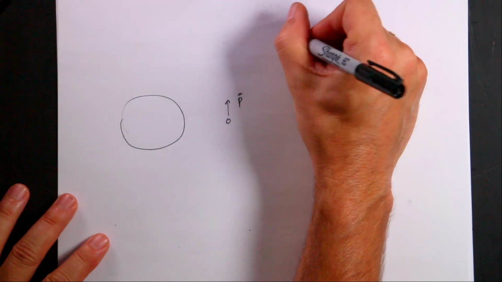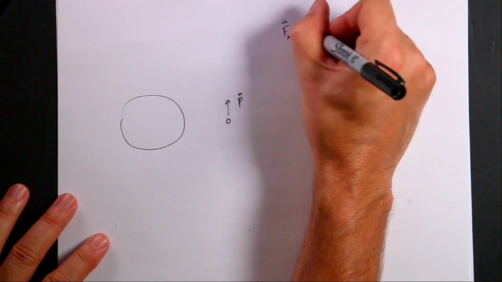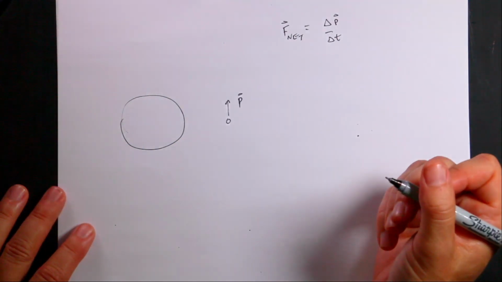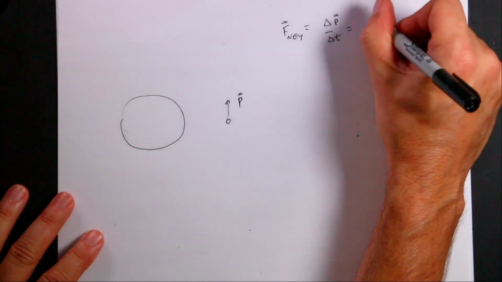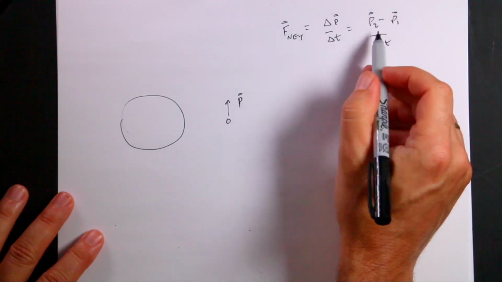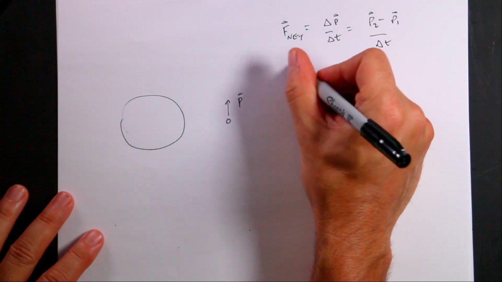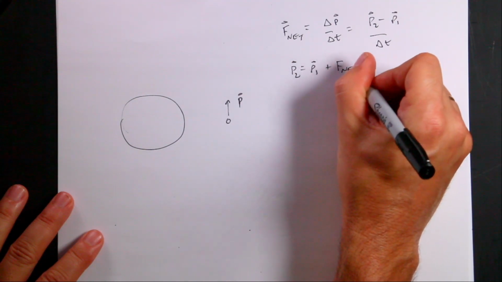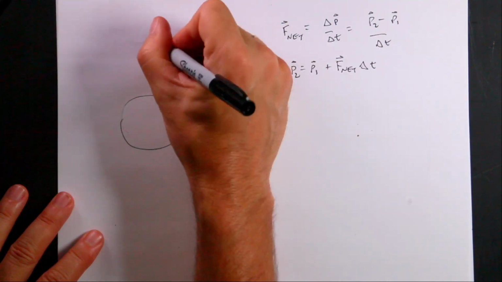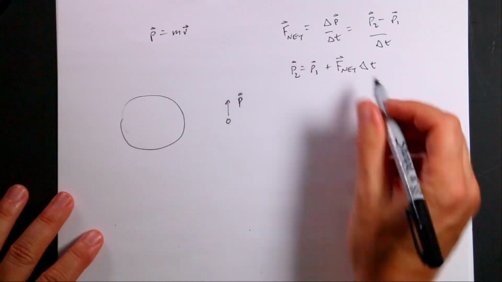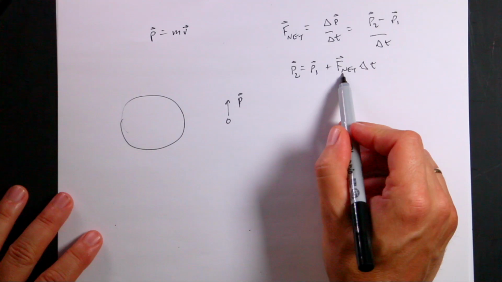The momentum principle says Fnet equals the change in momentum over the change in time for some small time interval. So I can say that's equal to P2 minus P1 over delta t. And then I can solve for P2. I get P2 equals P1 plus Fnet delta t. So P is going to be just m times v. And the force is going to be the gravitational force.